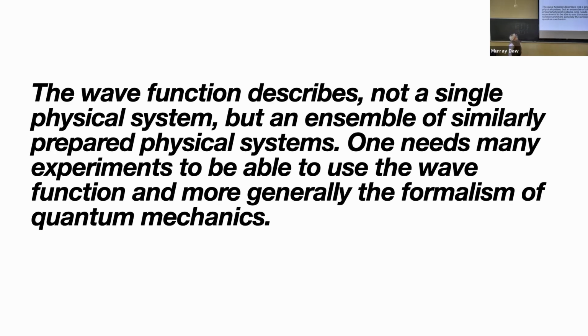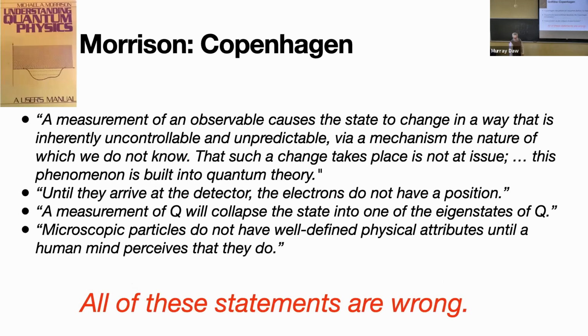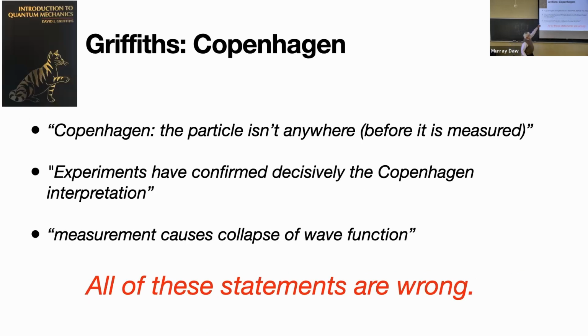Okay, so again, the wave function describes an ensemble of identically prepared physical systems. That implies also that you need many experiments to be able to use the formalism of quantum mechanics. You need to be able to do reproducible experiments, because it only pertains to ensemble averages. So these statements are just wrong. Like this one, experiments have confirmed decisively the Copenhagen interpretation. It's just wrong.